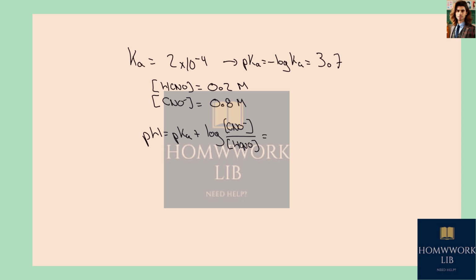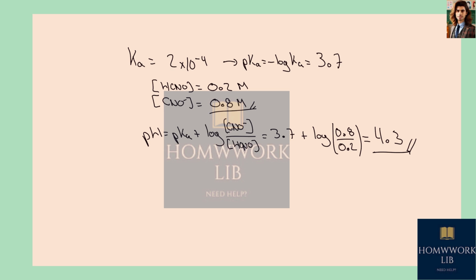Replacing the values, pKa is 3.7 plus logarithm of 0.8 divided by 0.2. This gives us a pH equal to 4.3. Let's verify if the result makes sense. We have more of the conjugate base than we have of the acid, so we expect the pH to be higher than the pKa, so everything matches up correctly.